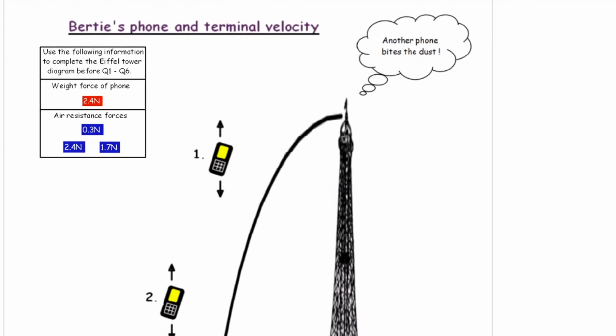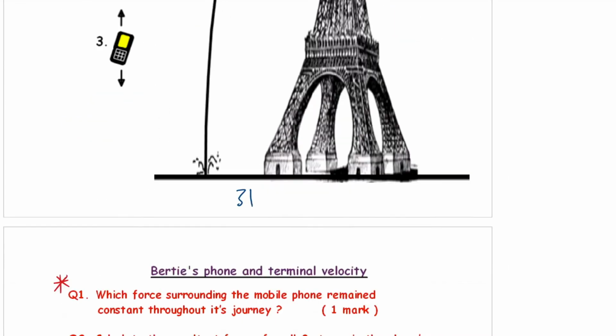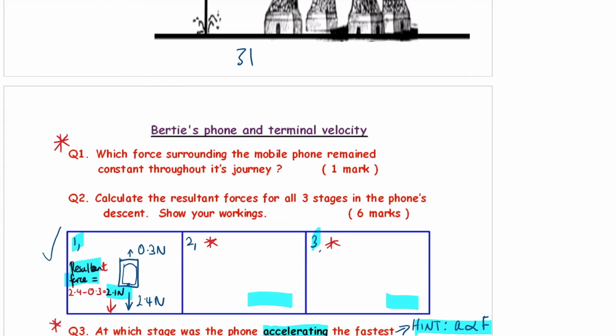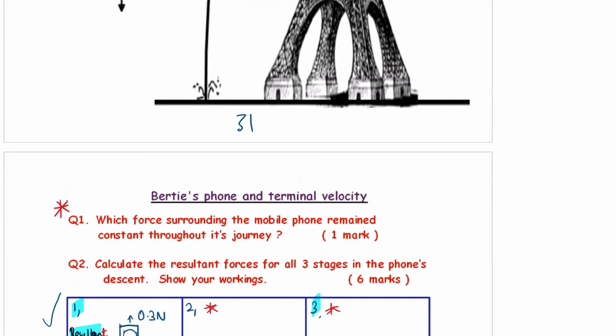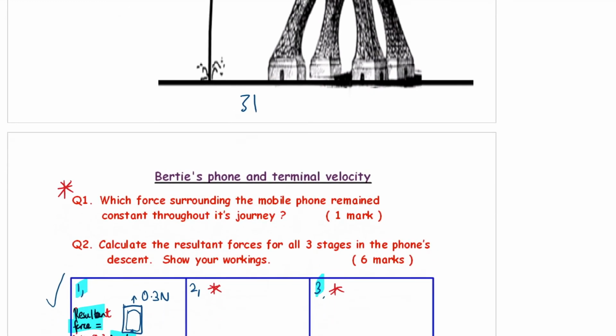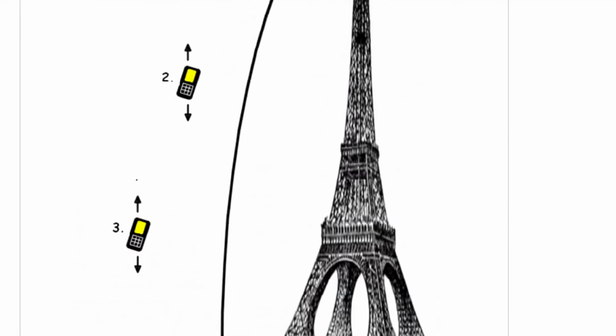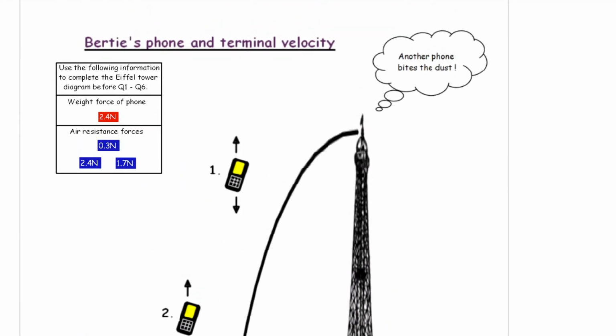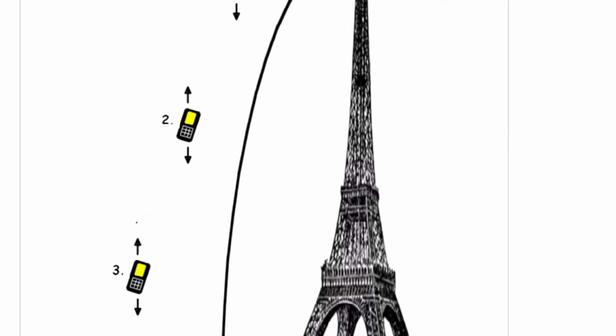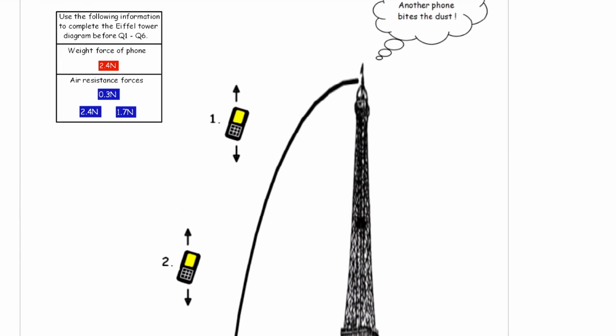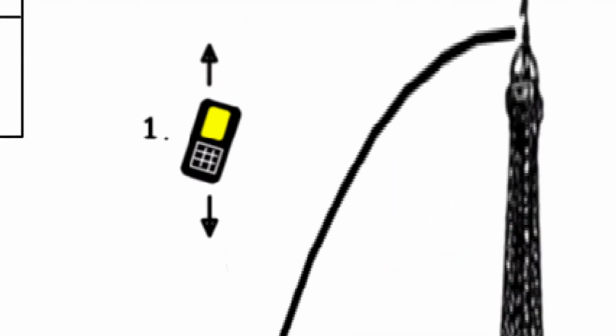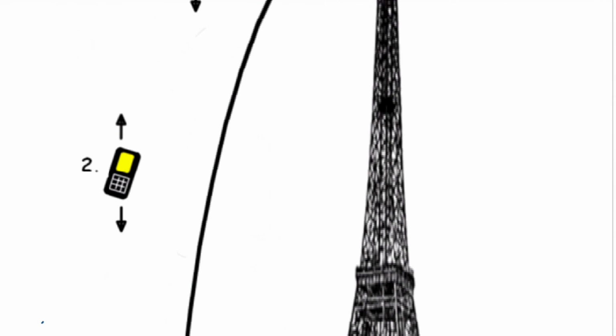1 to 6 are on the next page. So, which force surrounding the mobile phone remained constant through its journey? Before we look at these questions then, let's look to see what's happening here. We've got 3 different positions of the phone's journey: 1, 2 and 3.